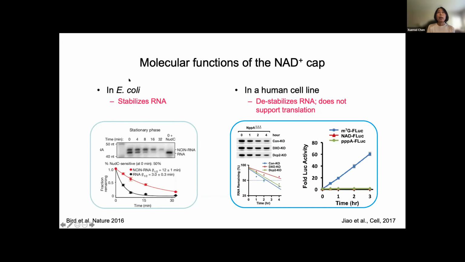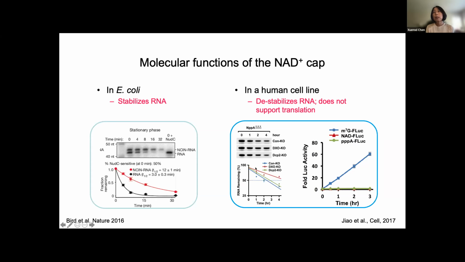So next, I would like to very briefly discuss the molecular functions of the RNA NAD cap. In E. coli, this cap seems to stabilize RNA. So RNA with this cap has a longer half-life as compared to RNA without this cap. But in human cell lines, the results are the opposite. When these authors from Mike Kiledjian's lab transfected an NAD RNA into this human cell line, they saw that the RNA had a shorter half-life, and the half-life became longer in the DXO knockout mutant.